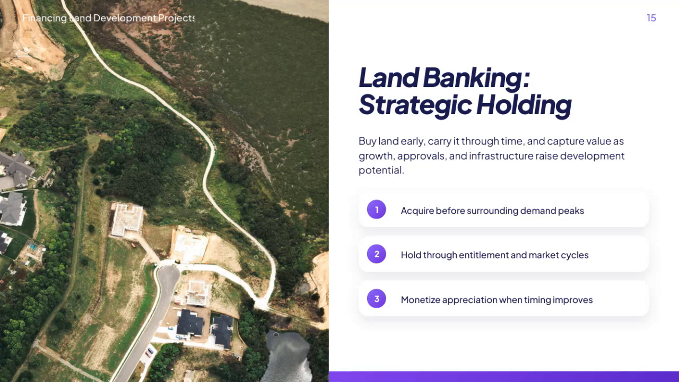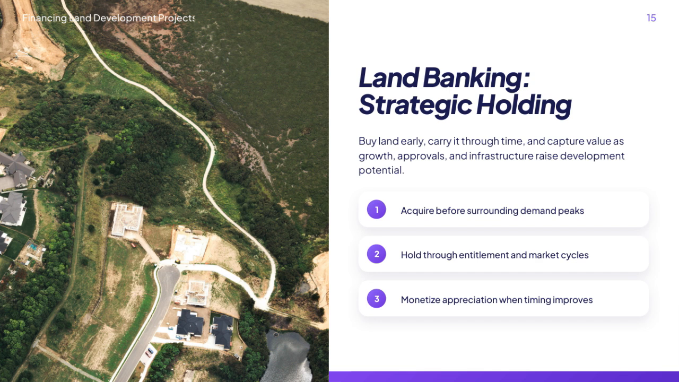When we talk about land banking, we're really discussing a strategic approach to holding land over time to maximize its value. The key idea here is to buy land early, well before the surrounding demand reaches its peak. By doing this, we position ourselves to benefit as growth, infrastructure improvements, and necessary approvals increase the development potential of the land. Next, we hold onto the land through various entitlement processes and market cycles. This patience allows us to navigate fluctuations and regulatory steps without being forced to sell prematurely.